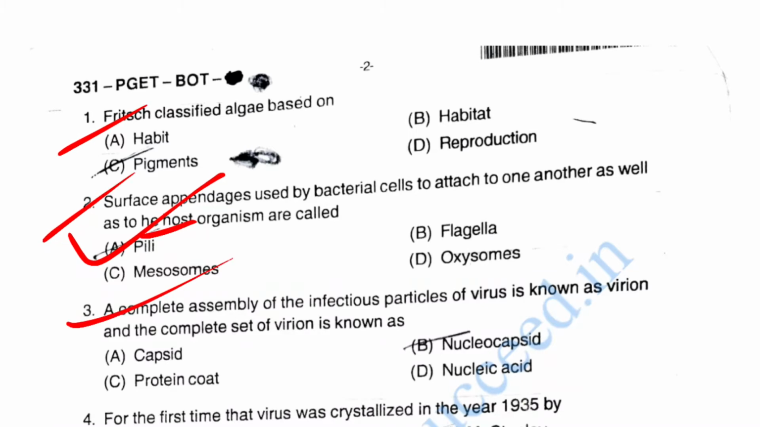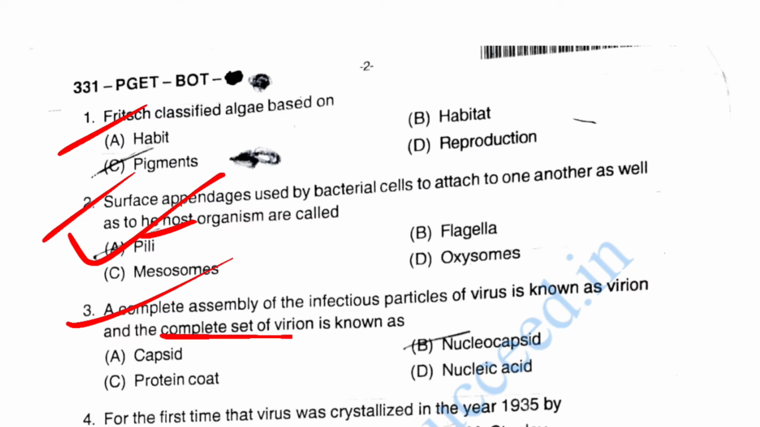Now question number 3. A complete assembly of the infectious particles of a virus is known as virion, and the complete set of virion is known as dash. So what is the question here? A complete assembly of infectious particles of a virus means if a virus particle is ready to infect, at that time it is called a virion. And it is said that the complete set of virion means what are the constituents of the virion?